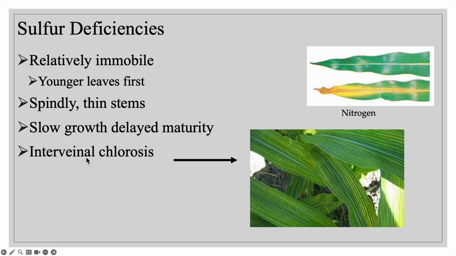One of the clear-cut easiest things to see for sulfur deficiency is going to be interveinal chlorosis. Now, remember in nitrogen we had this deficiency in the older leaf, but in sulfur deficiency we're going to see this interveinal chlorosis, and we're going to see this happen on the younger leaves first.